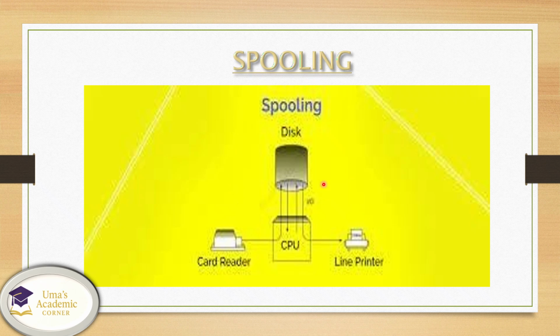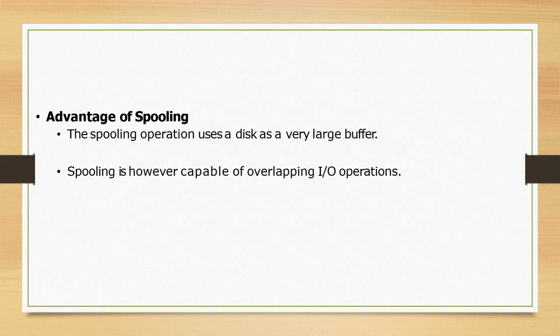So the storage space between the card reader and the printer, we call that spooling. It is a temporary storage space where we can store the data before printing the content. So I hope you understood what spooling is. Now we'll see the advantages of spooling.